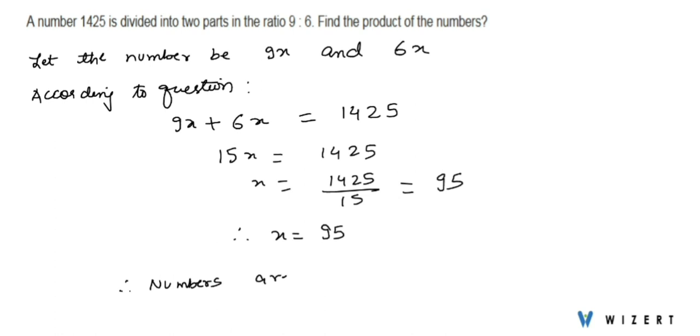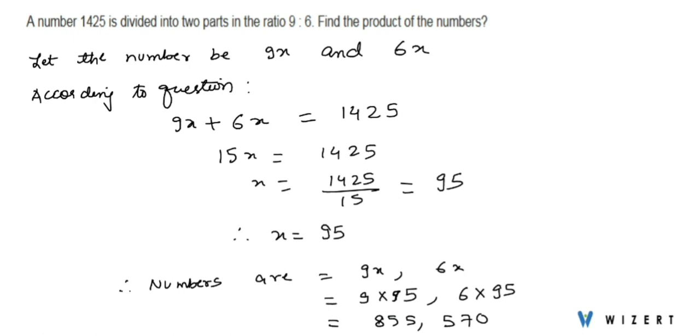So the numbers here are 9x and 6x, which is equal to 9 multiplied by 95 and 6 multiplied by 95. So our numbers are 855 and 570.